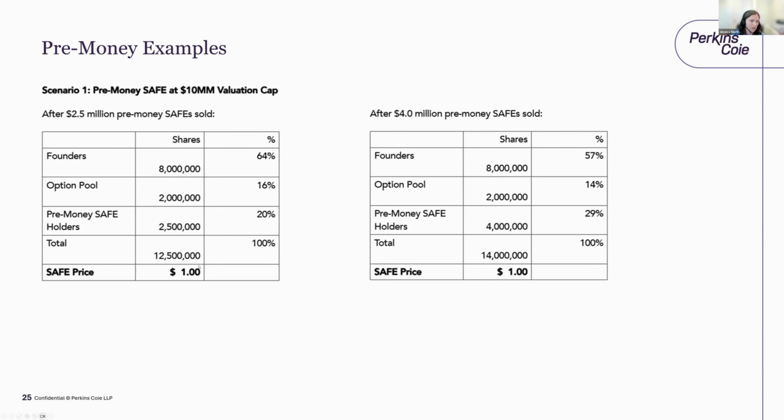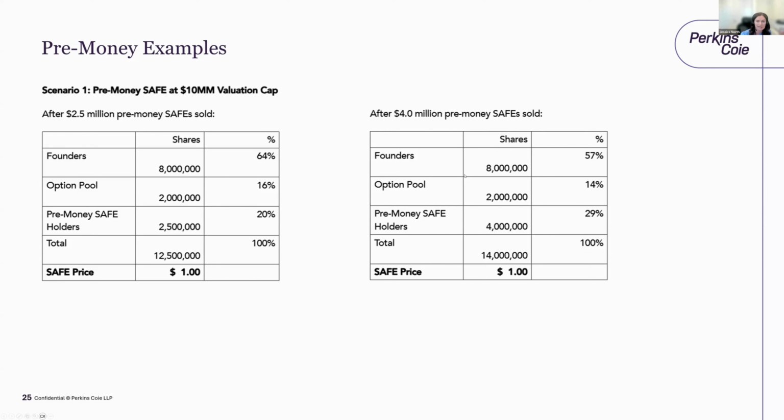So the SAFE price is $1. And if you look at the 4 million pre-money SAFEs sold, it's the same thing. The price is the same, because regardless of how many SAFEs you issue, the denominator is the same. It is not impacted by how many SAFEs you sell.